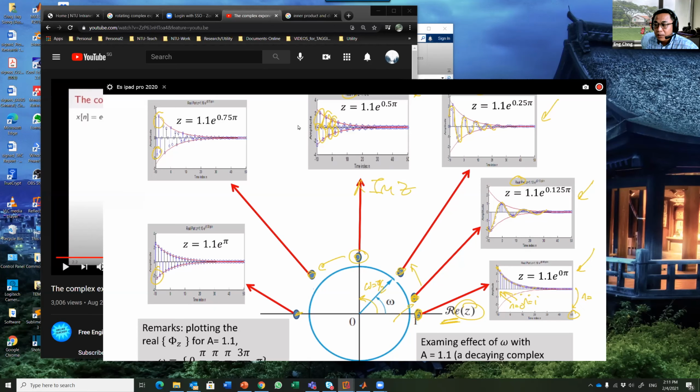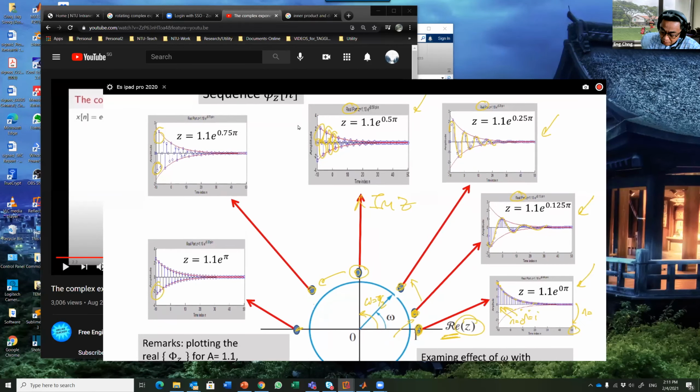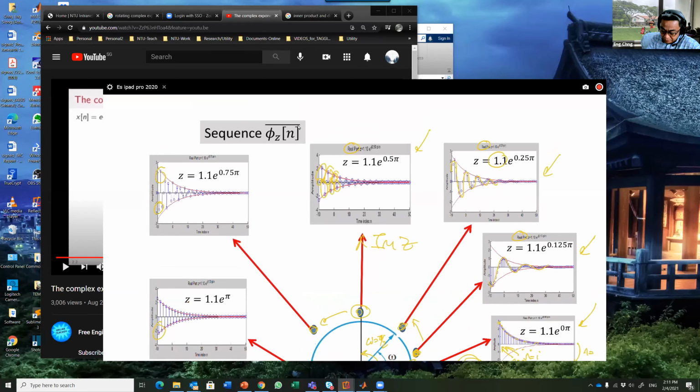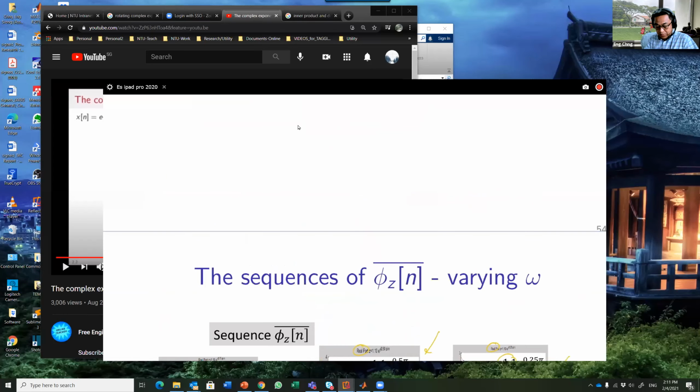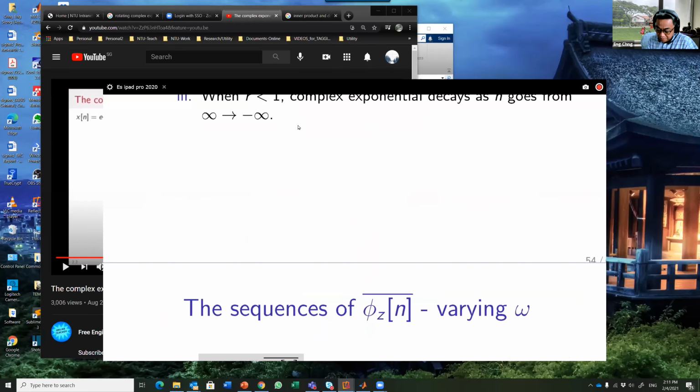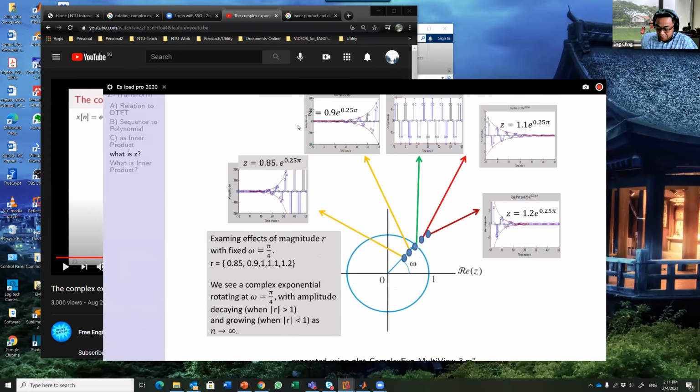But then you say, but you can change another value. The value is here. At different C, I fix the omega. But now I can have the magnitude moving to 1, greater than 1 or less than 1. What's happening? Here is outside the unit circle, 1.2. Here is 1.1. Here is 1. Here is 0.9. And here is 0.8.